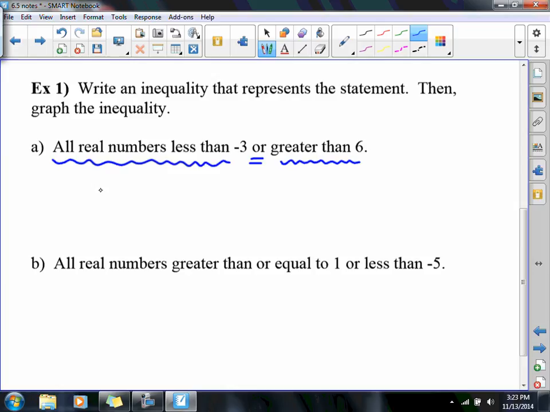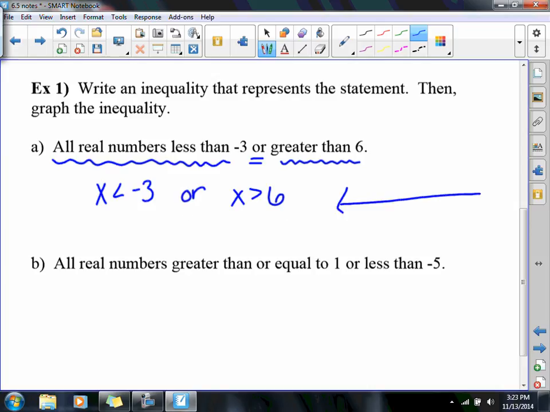So to write all the numbers less than -3, I would say x is less than -3. Or, I'm going to put the actual word or, all the numbers greater than 6. So x is greater than 6. So there's my compound inequality. I have one inequality on the left, one inequality on the right, and the word or is in the middle.